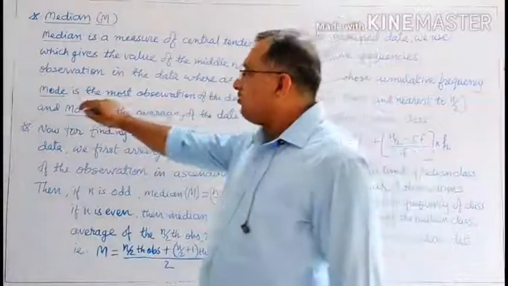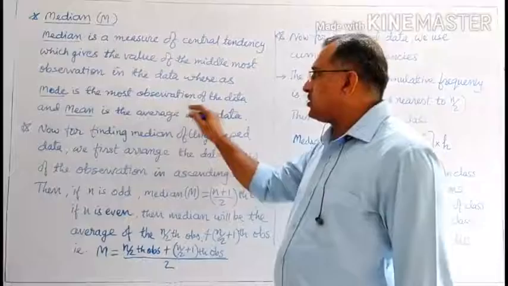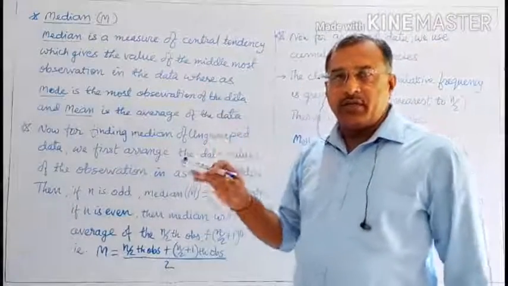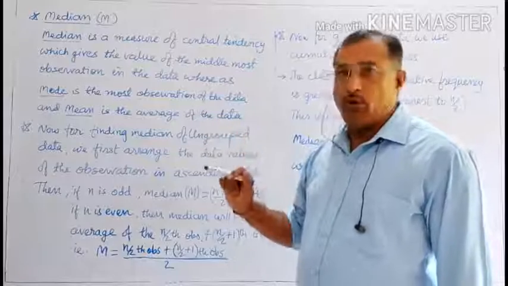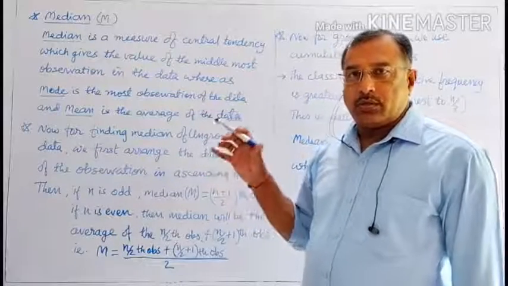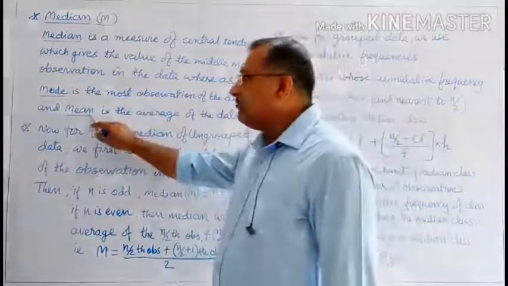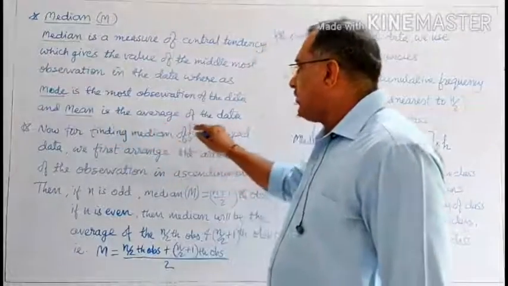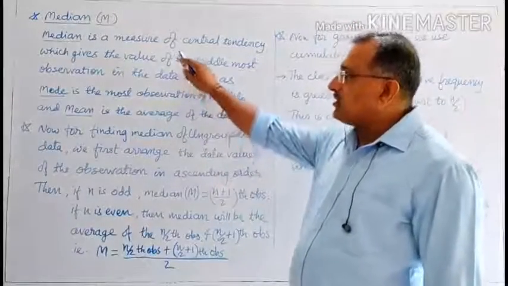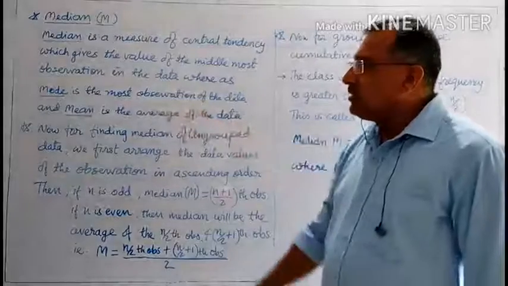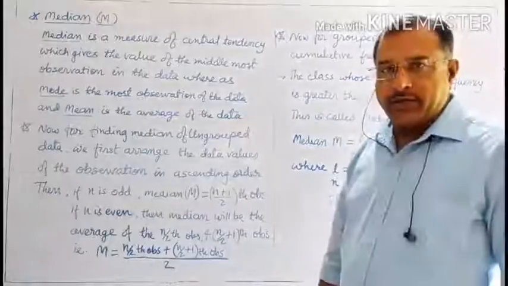Whereas the mode, what is mode? Mode is the most frequent observation of the data. In a given data, the observation with maximum frequency is called mode. Then mean. Mean is the average of the data. So mode and mean we have discussed, and here median. So you must know the difference between mean, mode and median. These are the three measures of central tendency.